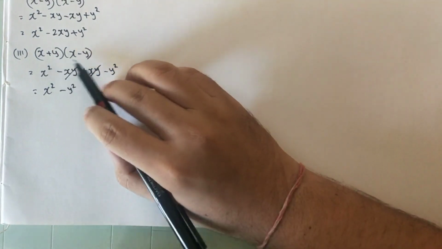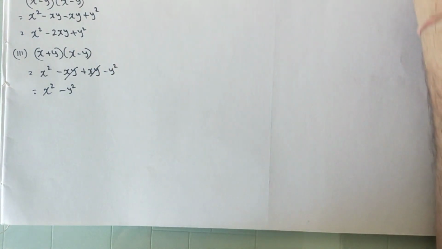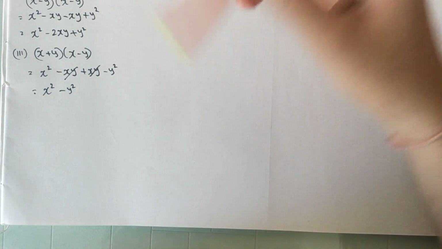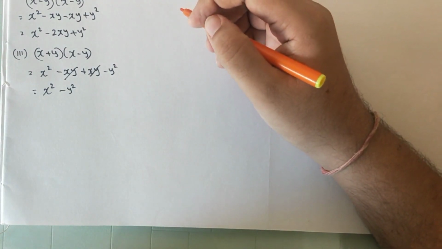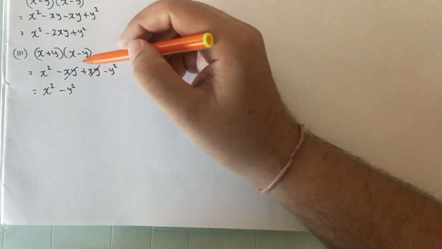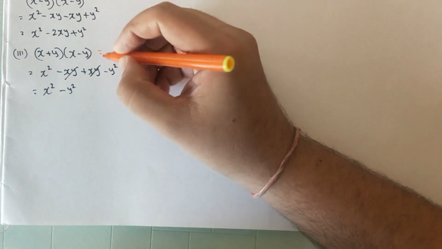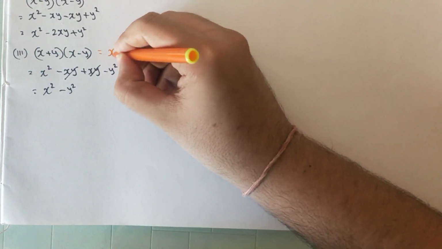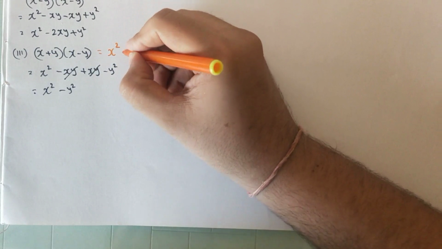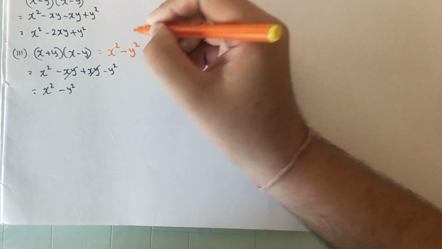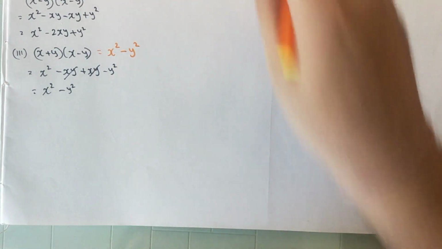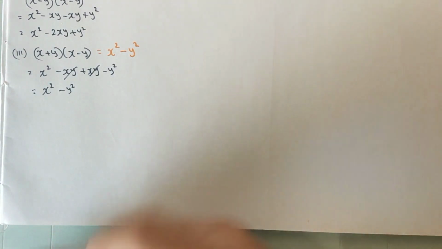So, if there are two brackets, in both the brackets the first term and the second term are the same, the only difference is a sign in between them, and they are getting multiplied, then it is the square of the first term minus the square of the second term, that is x square minus y square.